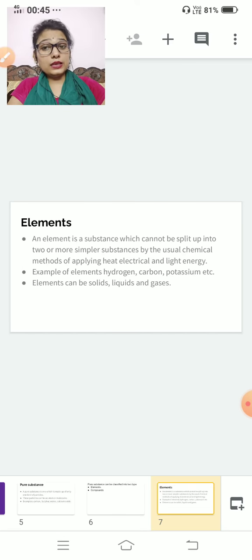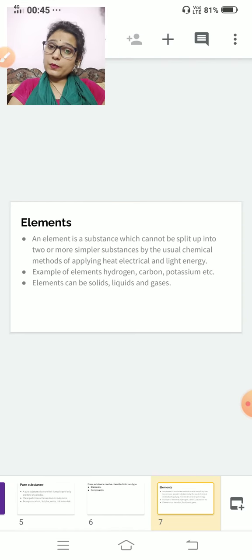Now, these elements can be solids, liquids and gases. It is not compulsory that all elements are present in the solid form. They can be present in a solid form, a liquid form, and a gas form. Clear? So I am reading this slide one more time.